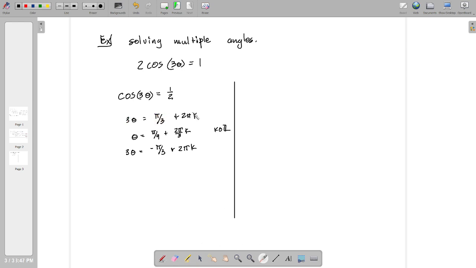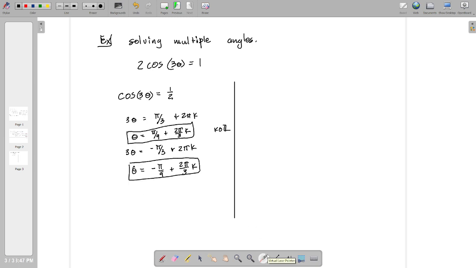Dividing both sides by 3, we can divide each of these by 3. So pi divided by 3 divided by another 3 is pi divided by 9. And 2 pi divided by 3, of course, is just 2 pi divided by 3. And we do a similar thing for the second solution. Get theta is equal to negative pi divided by 9 plus 2 pi divided by 3 k. And these are our solutions now.